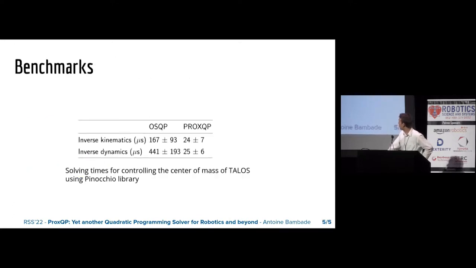I've benchmarked ProxQP against OSQP on inverse kinematics and dynamics tasks, and we have seen that ProxQP is about 6 to 9 times quicker than OSQP. We have also made benchmarks on standard QPs from the optimization community, and ProxQP is also always the quickest. For example, for a QP with 1,000 variables, ProxQP is about 10 times quicker than OSQP.